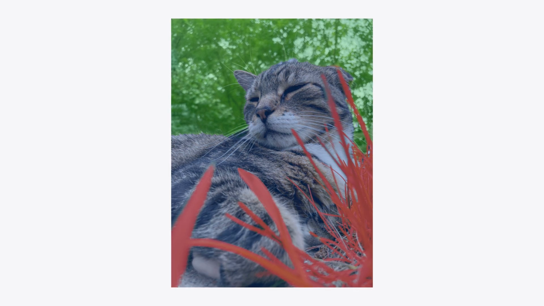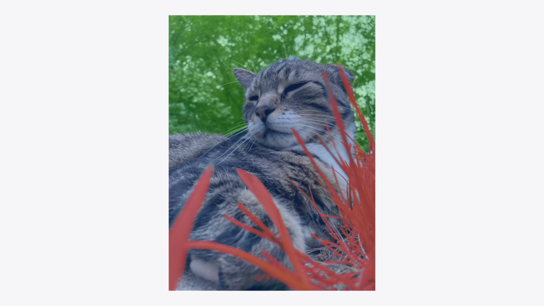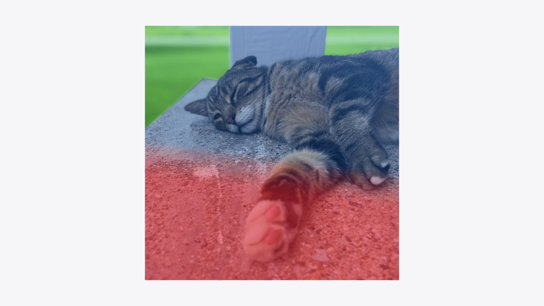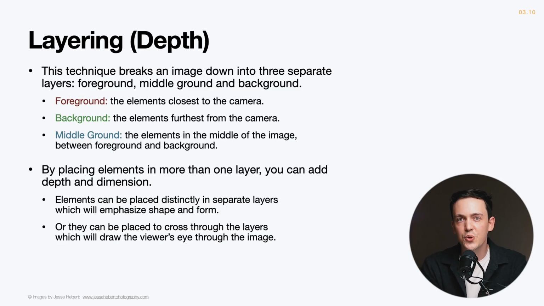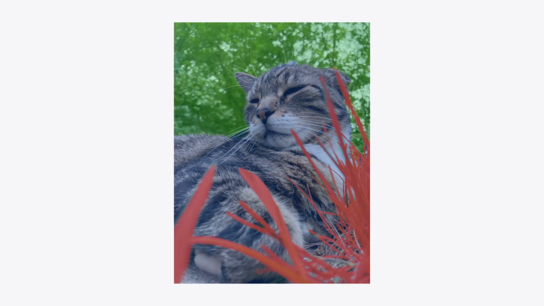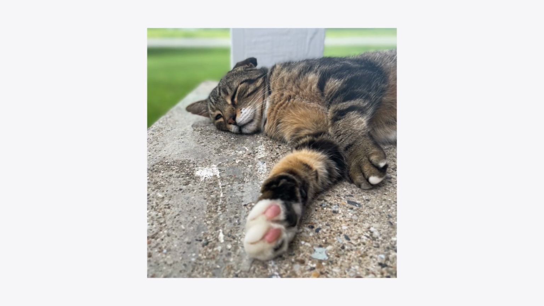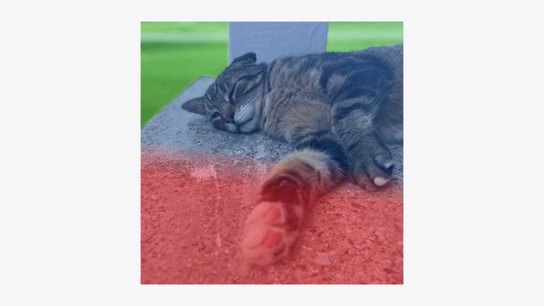And the middle ground are all of the elements in the middle of your image between your foreground and background. By placing elements in more than one layer, you can add a lot more depth and dimension. You can use this in 2 slightly different ways. Elements can be placed in distinctly separate layers, which is going to emphasize shape and form, or they can be placed to cross through your frame, which can allow you to pull your viewer's eye through your image.